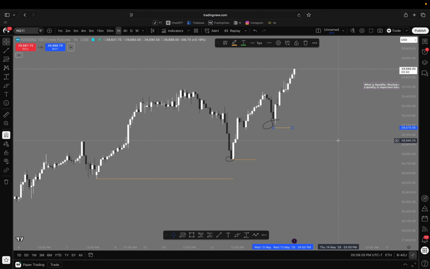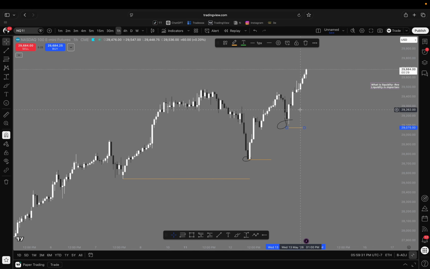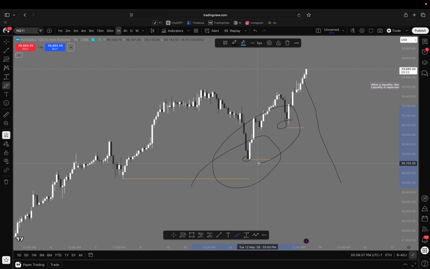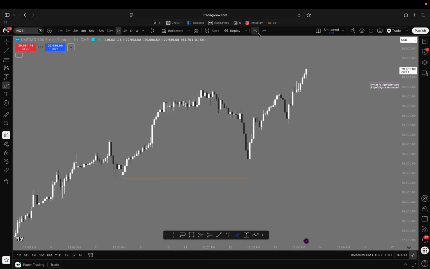All right, guys, I'm going to ask you a question. What kind of liquidity is this if it is resting at the bottom? This is sell side liquidity, right? Because if you're to sell the market, you're expecting to target these as your draws. These are your draws on liquidity. All right, lock that in. That is sell side liquidity.